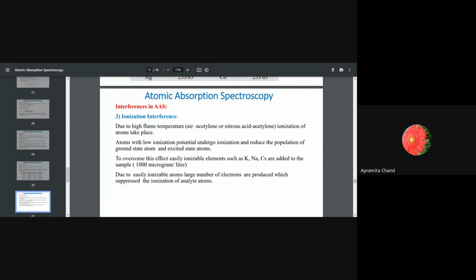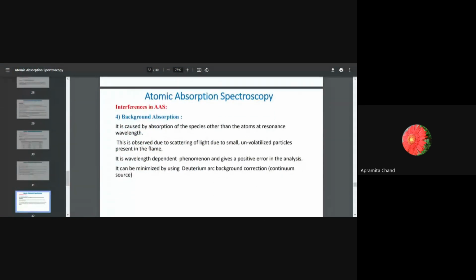So the suppression of dissociation occurs because there are other common ions present. So here also you are adding something so that the ionization of the analyte atoms will be suppressed.